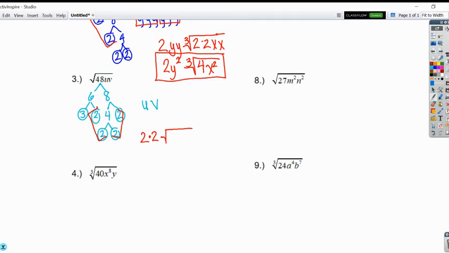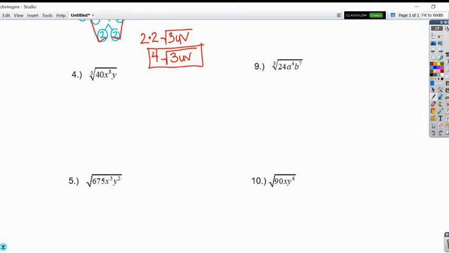So inside the square root, what's left over? What are the primes that we haven't used? The 3 was a prime that we didn't use. u didn't have any matches to go outside. And then variable v didn't have any matches to go outside. So multiply and clean that up. 4 times the square root of 3uv. That's what we're looking at.